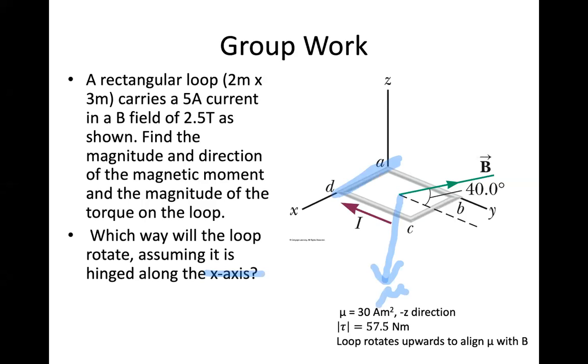And our mu is this way. It doesn't want to be that way. Which way does mu want to be? Mu wants to align with the B field. Mu wants to be right there, okay? So what's it going to do?